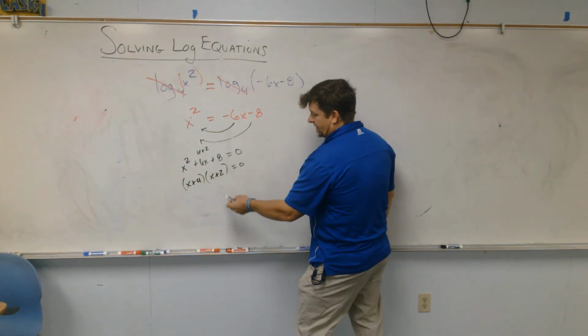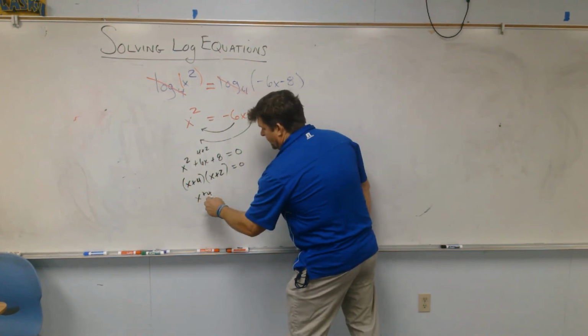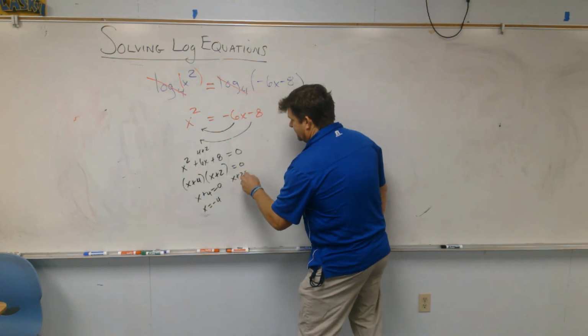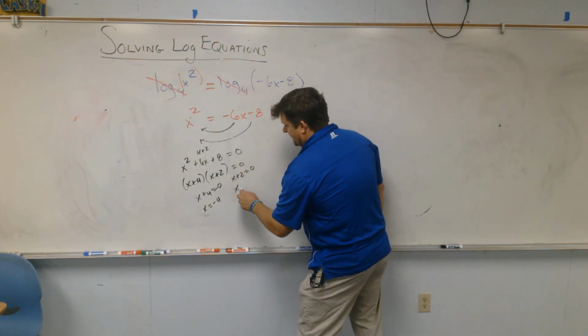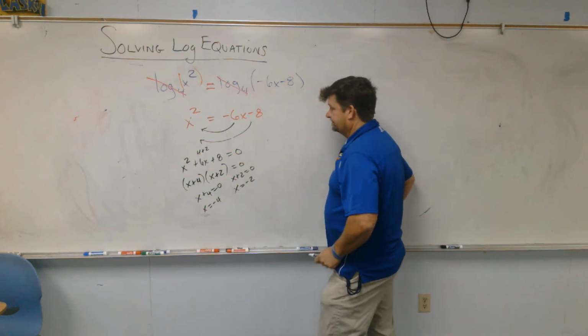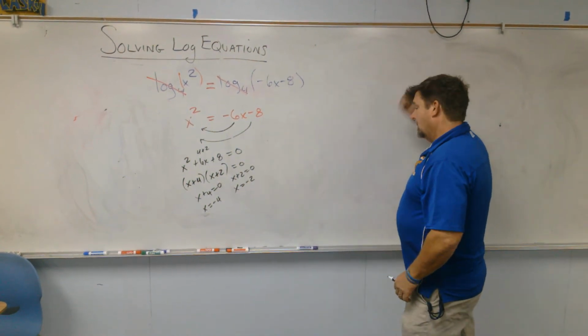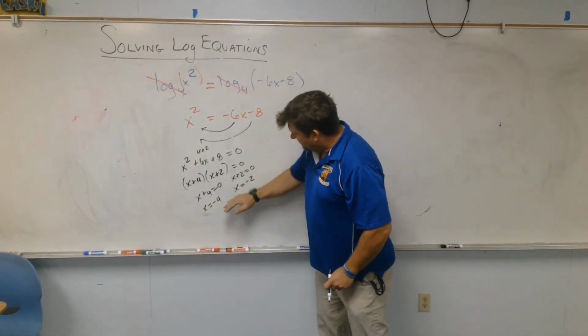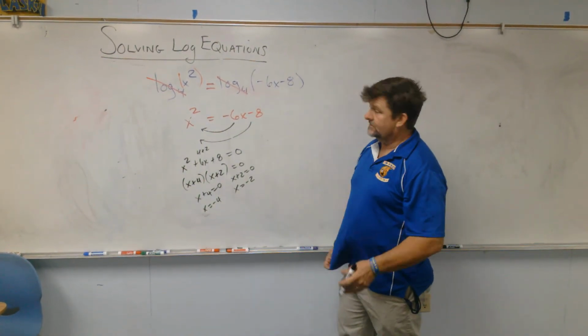Factoring, setting it equal to 0. X plus 4 equals 0. X equals negative 4. X plus 2 equals 0. X equals negative 2. So, all you have to do now is, these are the solutions, but they may not be real solutions.